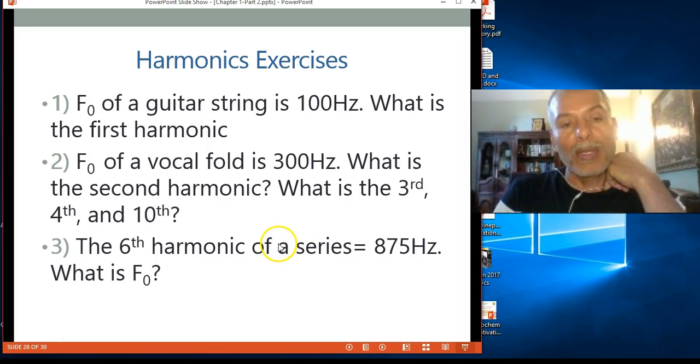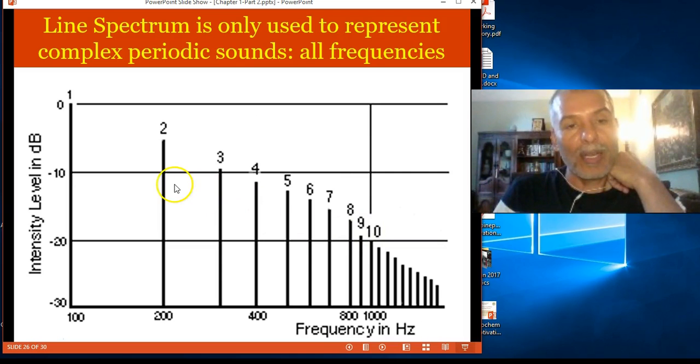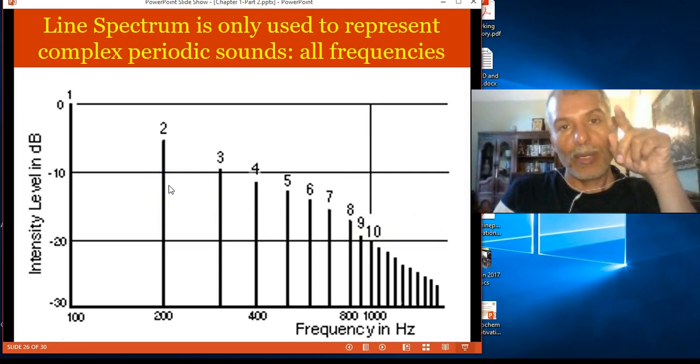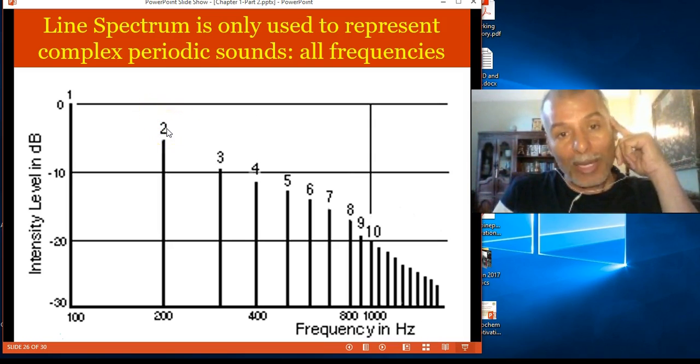So if you have the sixth harmonic, that means, let's go back here. Sixth harmonic. Be aware of the trick. We said the second line is the first harmonic. So make sure when you find the seventh harmonic, you go from here: 1 harmonic, 2, 3, 4, 5, 6. So in reality, line 7 is your sixth harmonic.